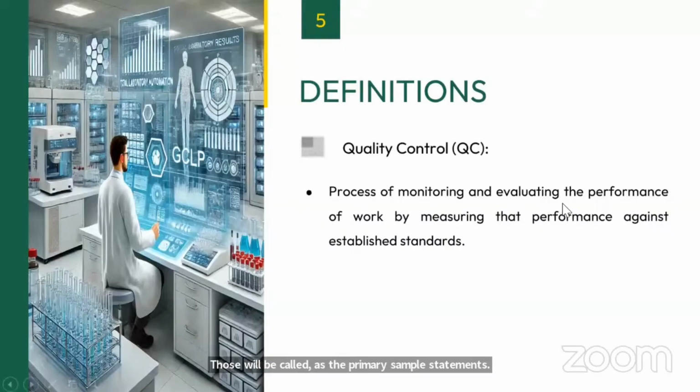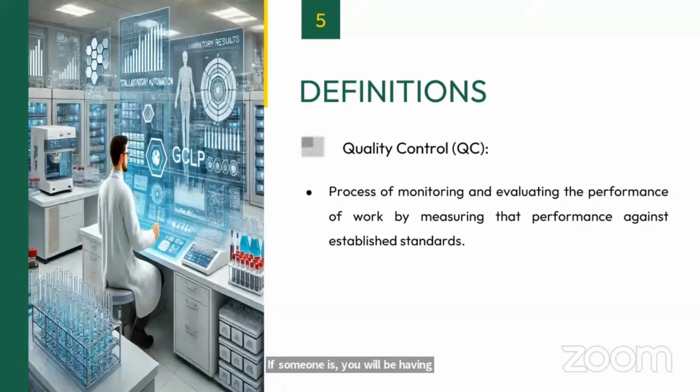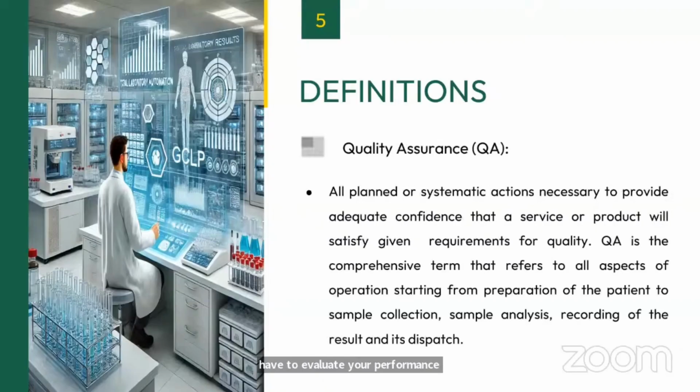Next part is quality control. It is the process of monitoring and evaluating the performance of work by measuring that performance against established standards. You have to monitor the processes and evaluate the performance of your work against the established standard. Established standard means you will have some criteria, and you evaluate your performance against those standards. That is called quality control.